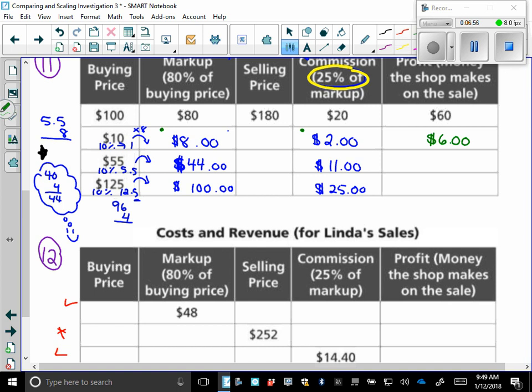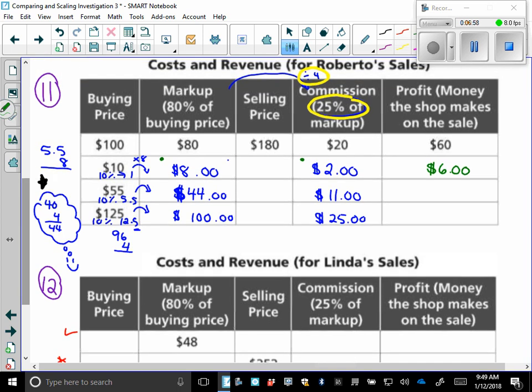So what's the all-the-time pattern for profit? Markup minus commission. You see that? Okay. Everybody here good on that one? Okay. So then that makes this 33. And then it makes this 75.